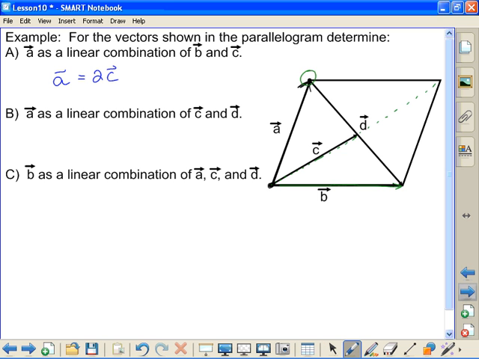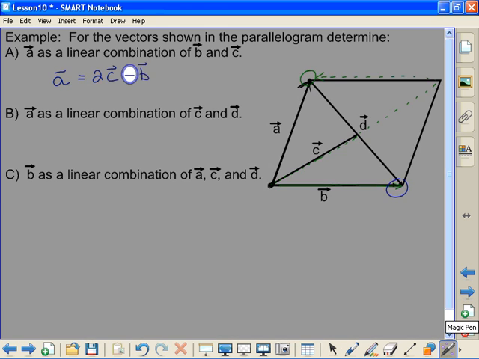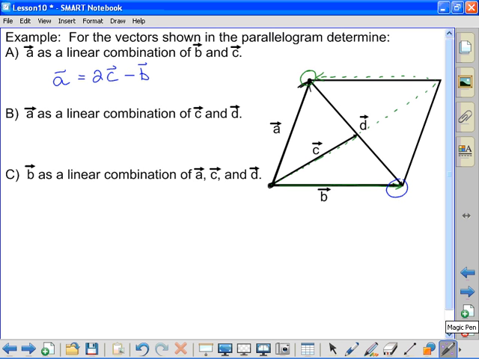So that means that I've traveled 2C. And then in order to go backwards or return back to the location I want to be at, I'm going to have to subtract the B vector, because the B vector is pointing to the right, and I want to actually head left. So I've got to change its direction, and that's how we change the direction, just simply changing the sign.